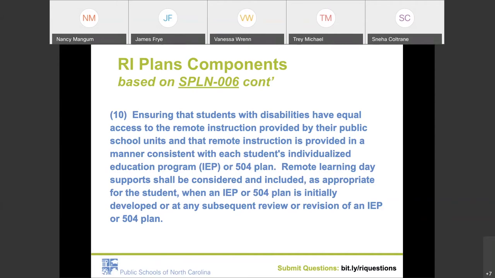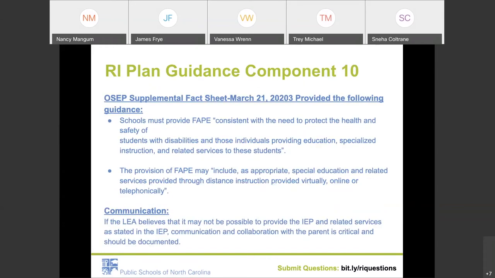We appreciate Sherry Thomas being with us today, and she's going to review with you the component 10, which really looks at our 504 students and our students with IEPs. Sherry, it's all yours. Good afternoon, everyone, and thank you, Sneha. As we've all seen, Component 10 really does ensure that students with disabilities, students with IEPs, and those on a 504 plan do have access to the curriculum through their required accommodations and instruction.